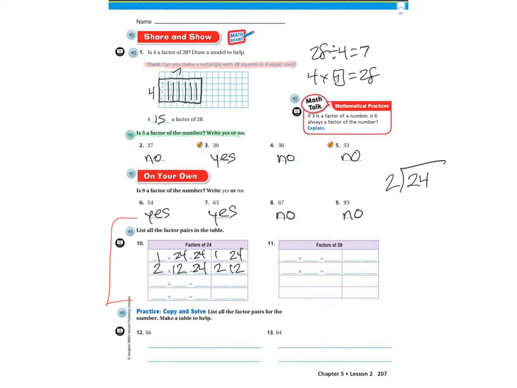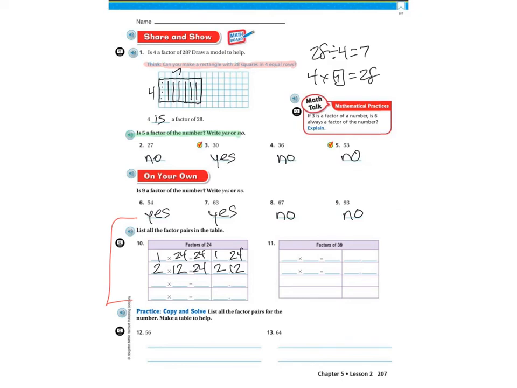So 2 divided into 24. 2 divided by 2 is 1. 1 times 2 is 2. And then subtract, bring down 4. And then I have 4 divided by 2 is 2. 2 times 2 is 4. And that gives me a big old 0. So indeed, 12 is my other factor. Outstanding.